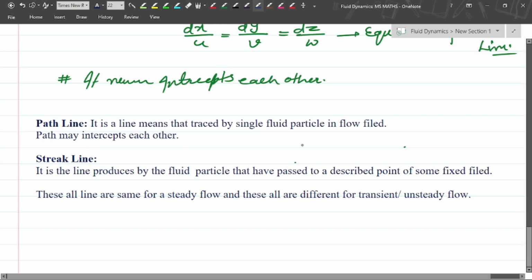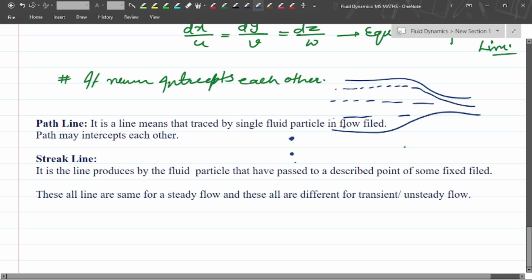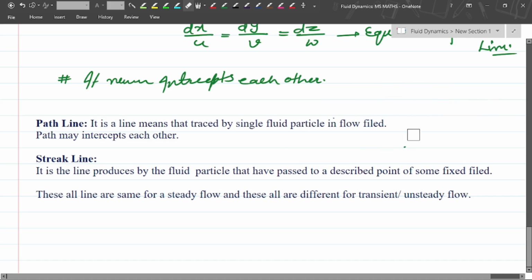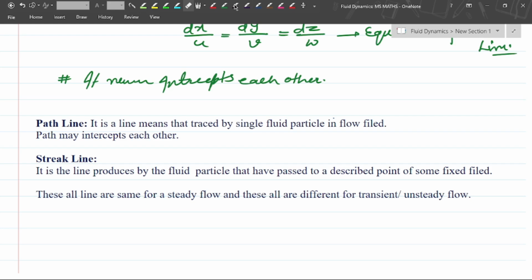Path lines may intercept each other, there is no restriction. If there is a particle here and another particle here, the path of one will be this, and the path of the other will be this, and they will intercept here. So this is the basic concept of the path line: it may intercept each other.